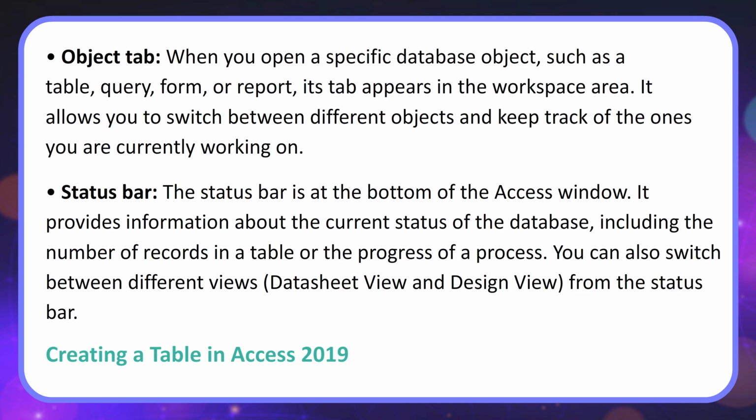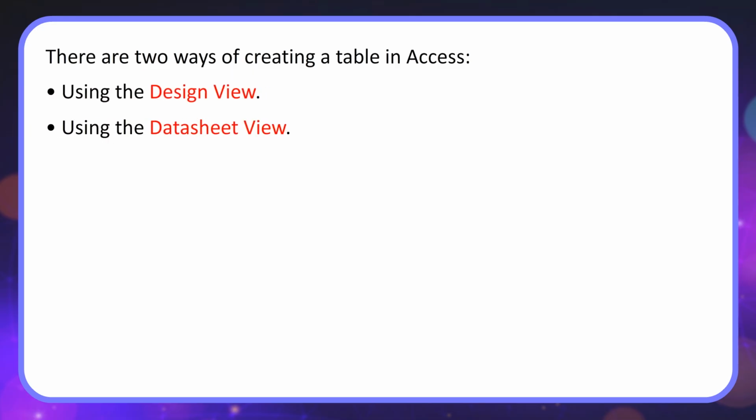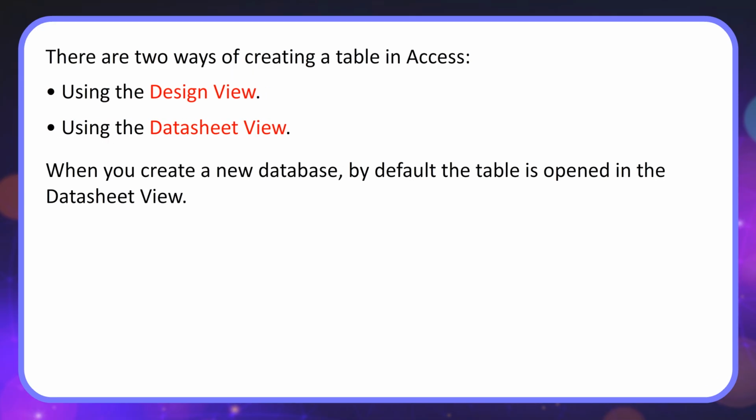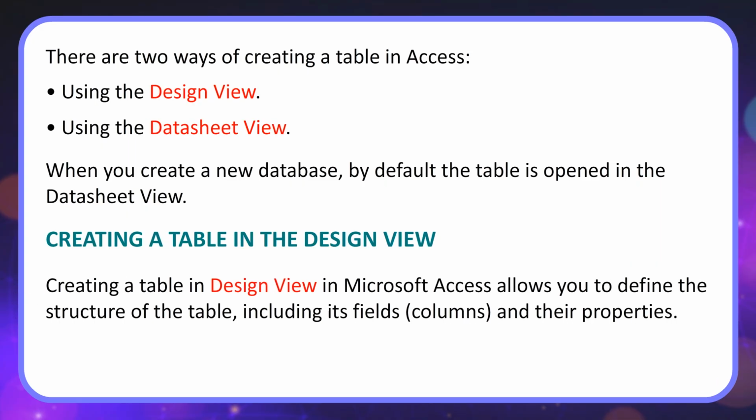Creating a table in Access 2019. There are two ways of creating a table in Access: using the Design view, and using the Datasheet view. When you create a new database, by default the table is opened in the Datasheet view. Creating a table in the Design view. Creating a table in Design view in Microsoft Access allows you to define the structure of the table, including its fields, columns, and their properties.